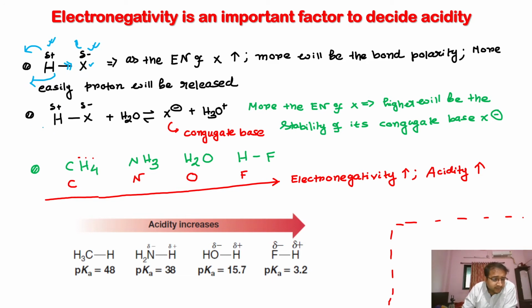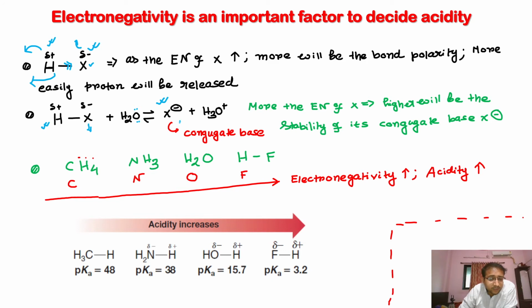Let's see this example. You can see this HX in the presence of water. Here water acts as a base which will accept the proton from this acid, and it will become a hydronium ion, and this acid will be in the dissociated form. Now this X minus is basically the conjugate base of this acid. If the electronegativity of this X is very high, then this conjugate base will be much more stable. Why? Because then the negative charge can be easily stabilized as the electronegativity of X is very high.